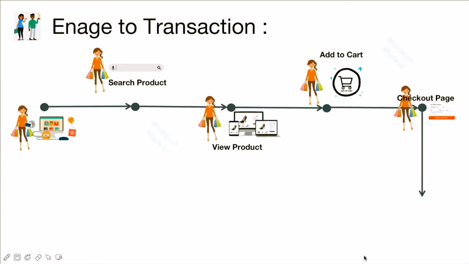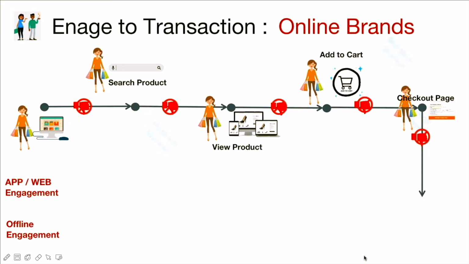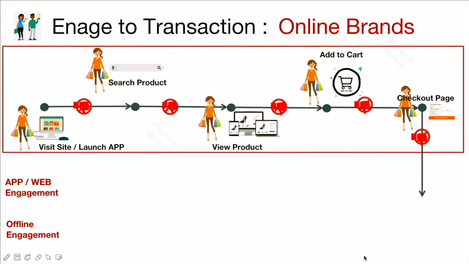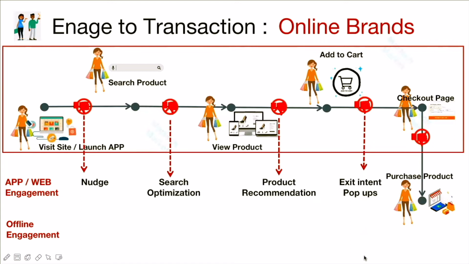In our previous video, we saw how online brands deploy various engagement strategies, like app or web engagement or an offline engagement strategy, to avoid users dropping off between visiting their website and doing a transaction with them. In this, we went a little deep into various app or web engagement strategies like nudges, search optimization, product recommendation, and exit intent pop-ups to ensure they are able to restrict people dropping off between each of these stages.